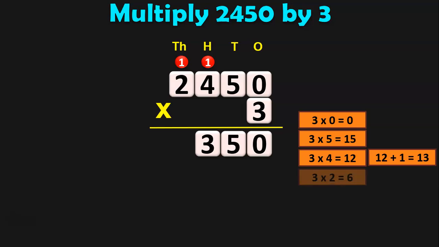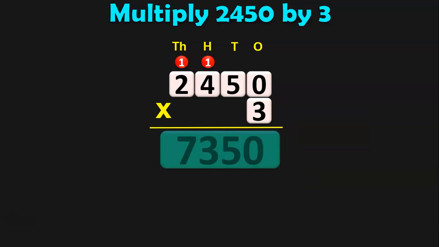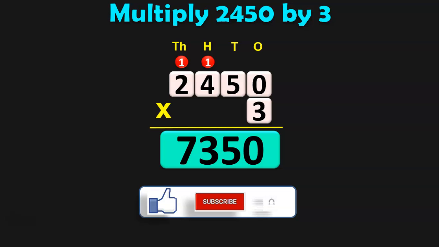Next multiply 3 by 2 which will give you 6. 6 plus 1 is 7. So write 7 in the thousands place. So the answer is 7350. Hope it is clear so far. So let us move on to the next sum now.